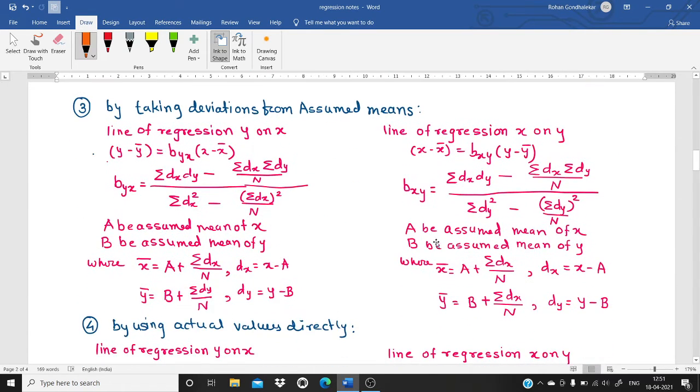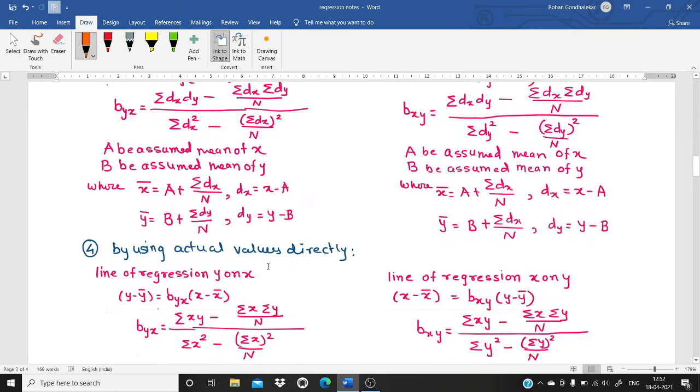Now this is for the assumed mean method. On the left side I have noted the formula for the line of regression y on x. On the right hand side it is the line of regression x on y. So the first equation is y minus y bar is equal to byx into bracket x minus x bar, and here it is x minus x bar is equal to bxy into bracket y minus y bar, and their formulas for byx and bxy, and how to get x bar and y bar from dx and dy, this way.